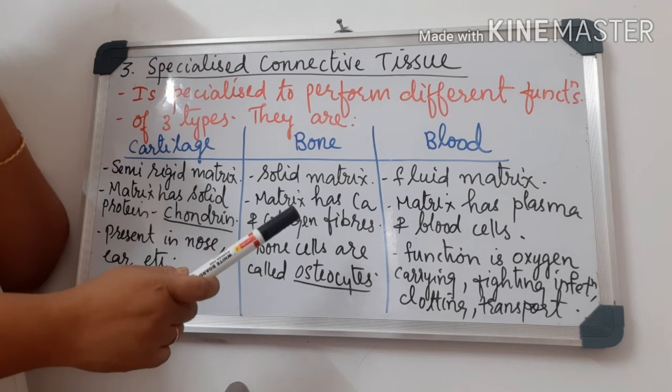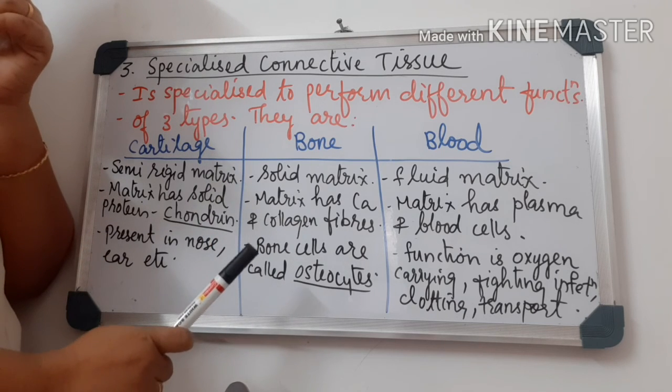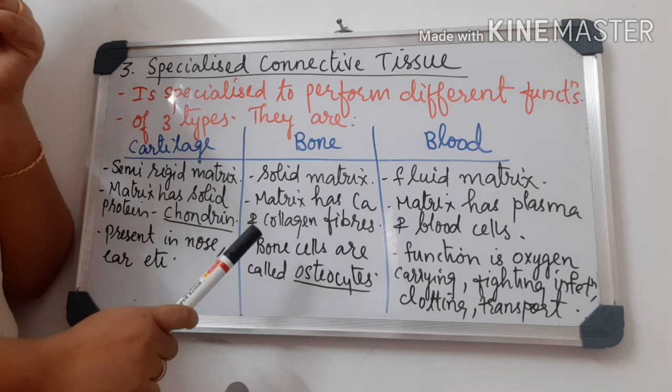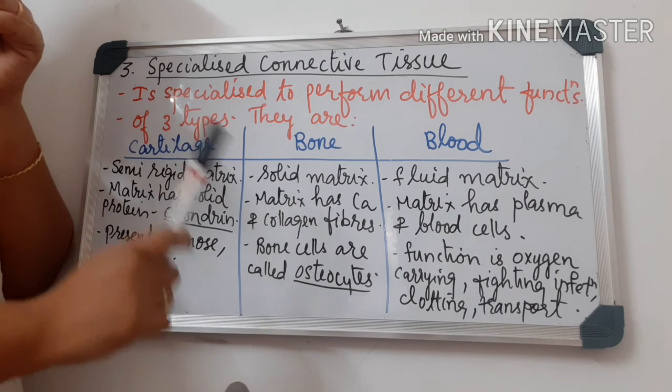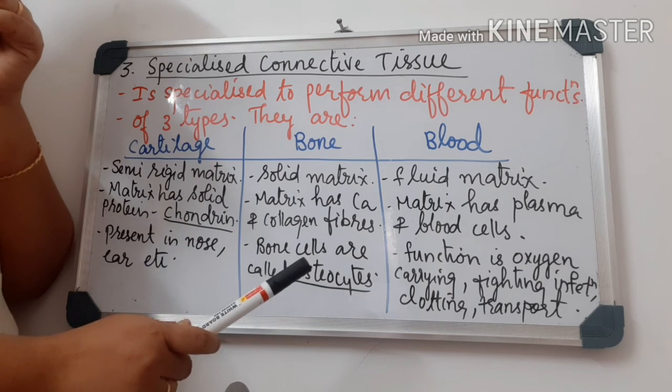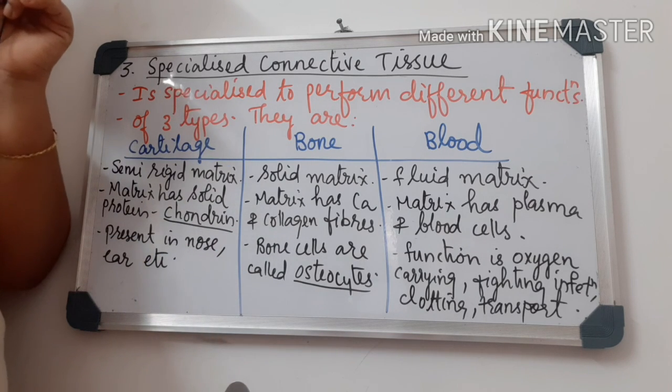So with that, we have come to the end of the second type of tissue in animals, which is the connective tissue. Okay, I hope this is clear to you.